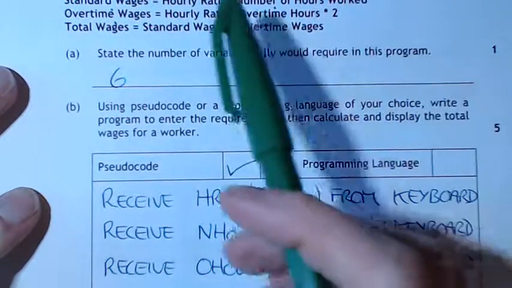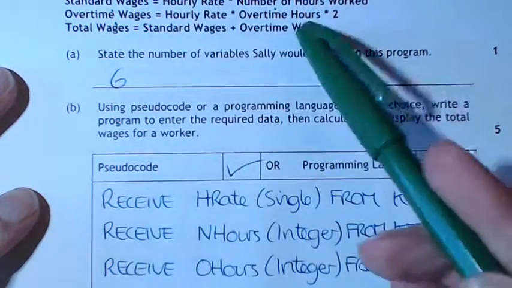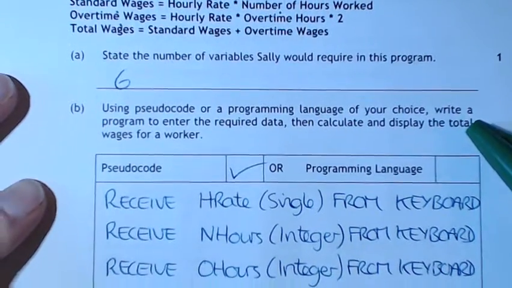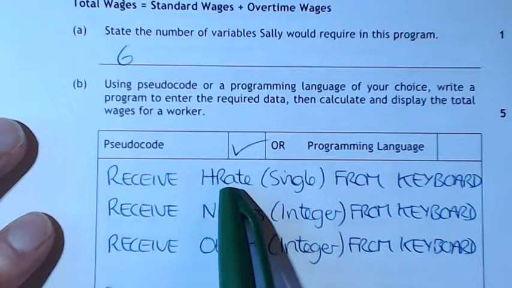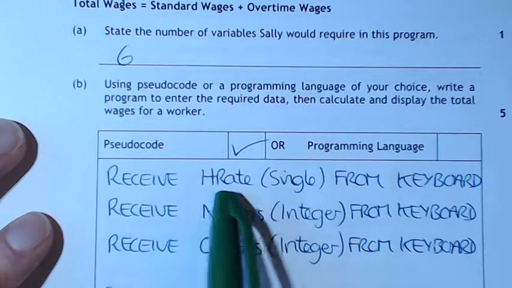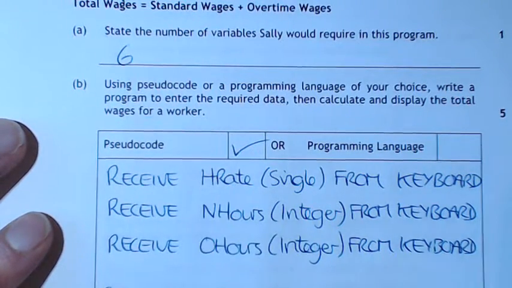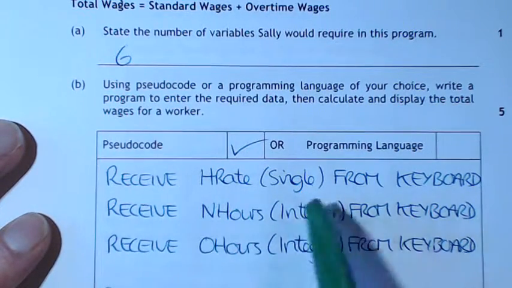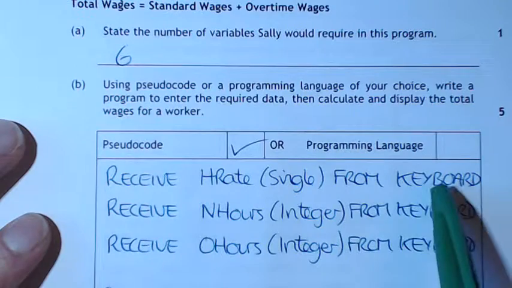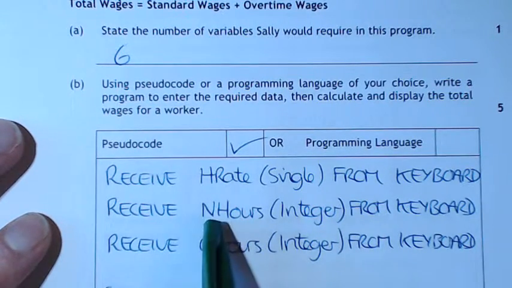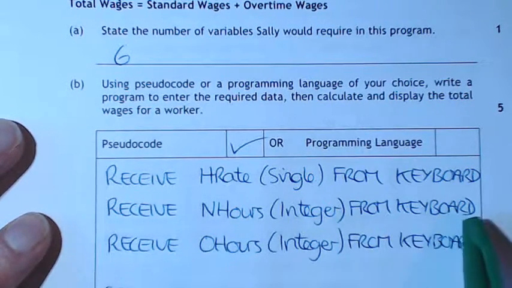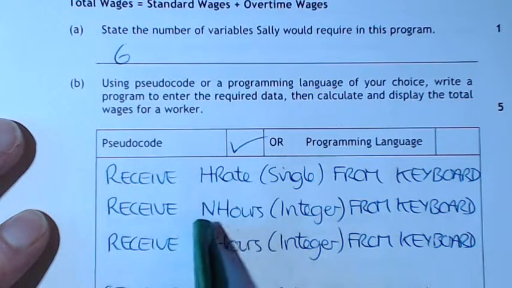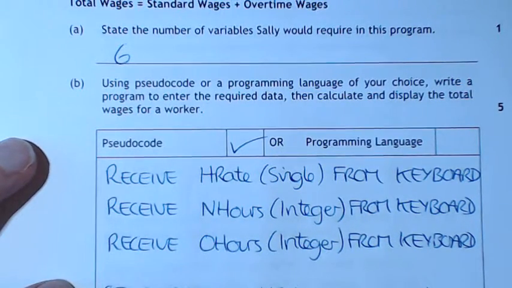The rest of it will be making a calculation on the values you've typed in and then saving it into the other variable. So this is why we receive hourly rate, and I've just called that H rate to fit it into the wee box. So that's receive H rate from the keyboard, receive N hours from keyboard, and receive overtime hours from keyboard. So that is your number of hours, and that's your overtime hours.